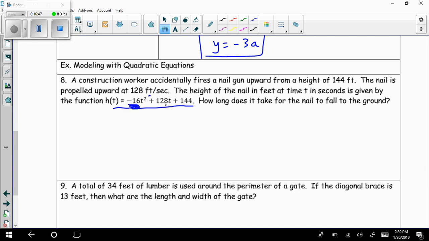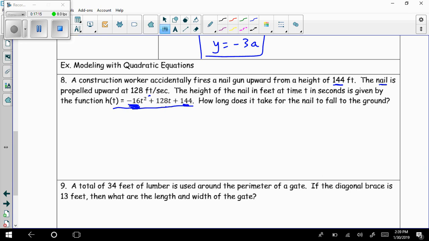The other numbers in here are going to represent heights, or initial velocity and height. So we go up here, this 128 feet per second, that's how fast this nail is traveling out of this nail gun. Why no construction worker would ever fire their nail gun up like this. I know that, you know that, it's fine. But anyways, the height that it's starting is 144 feet.